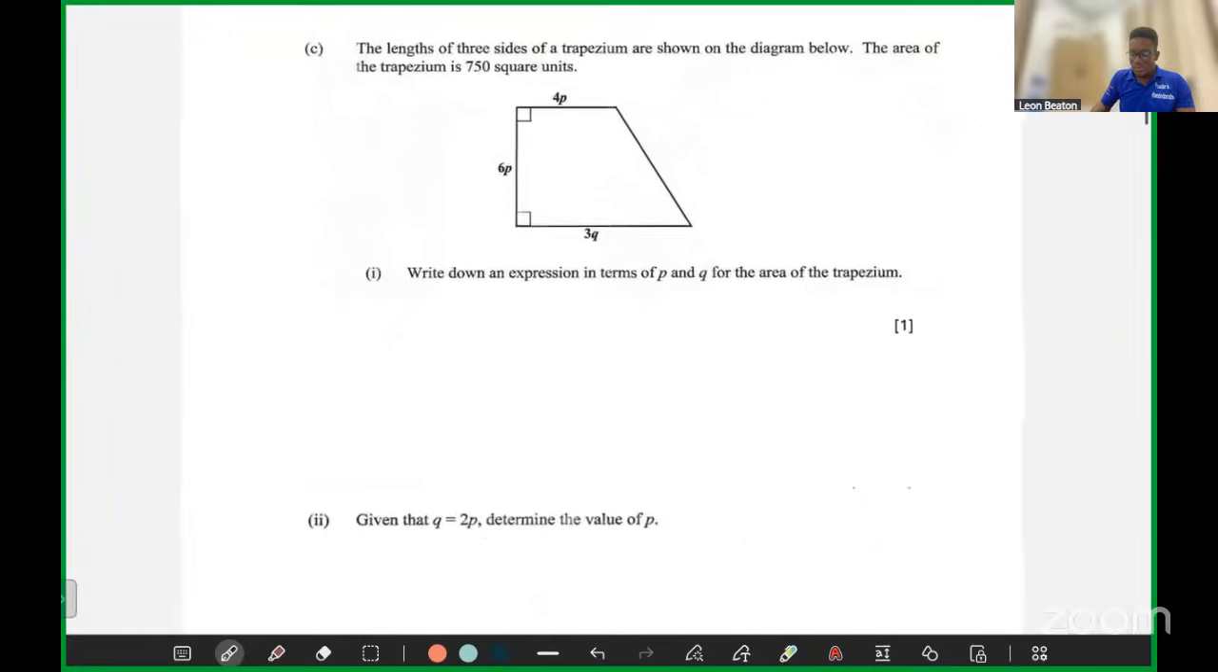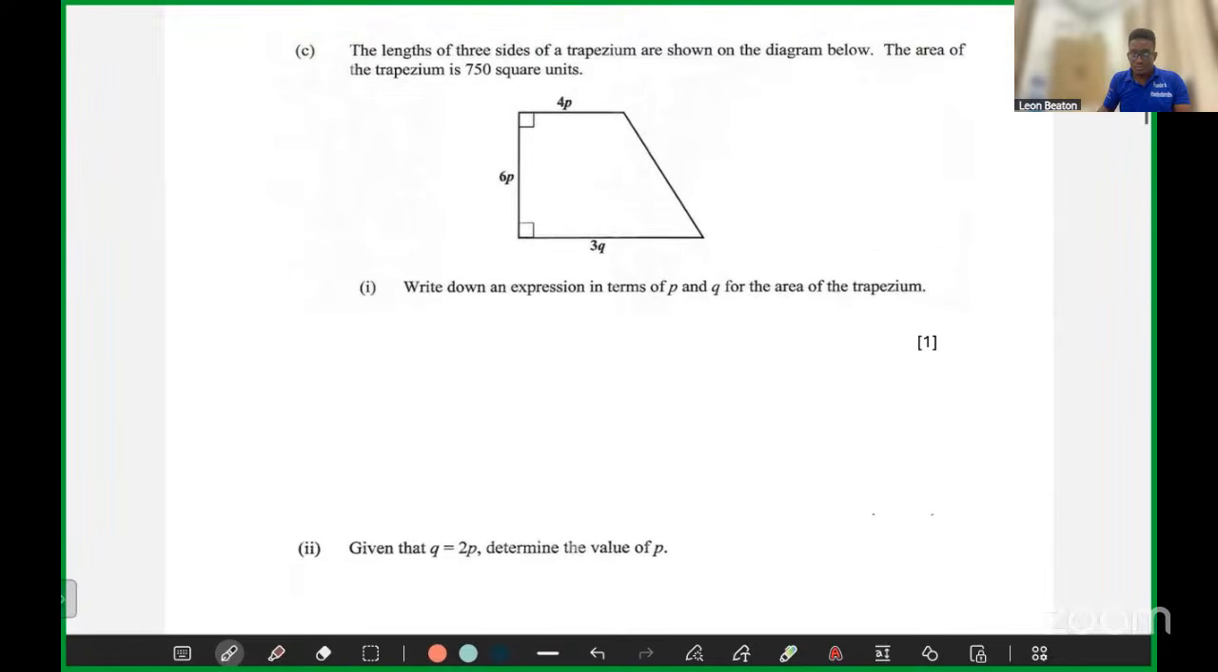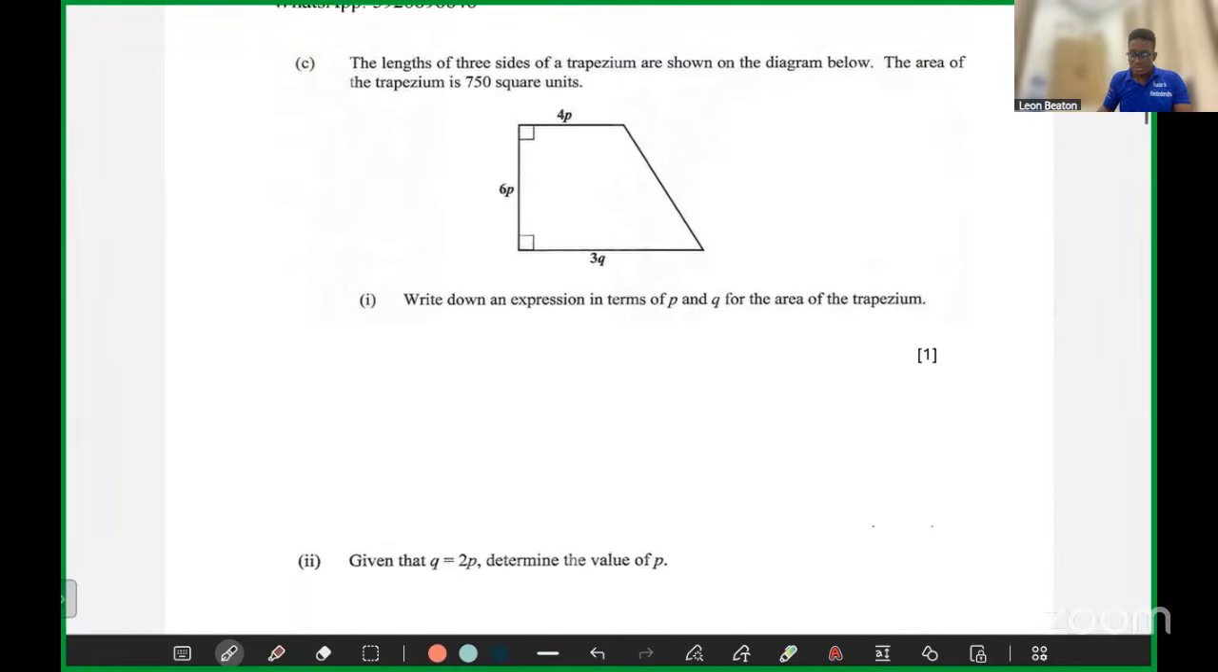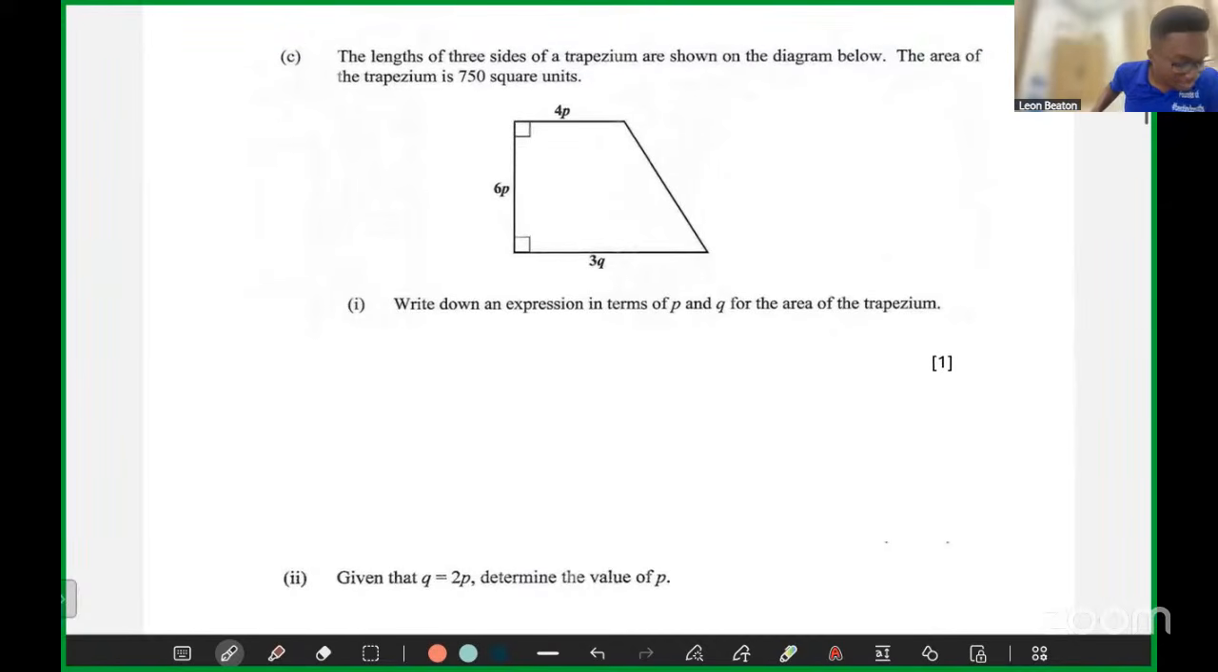All right. So as we go down, you will see the questions will begin to look similar to the ones that we did previously. And that is why I'm putting it in this order so that we can see.